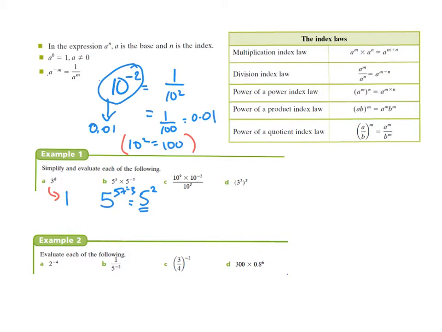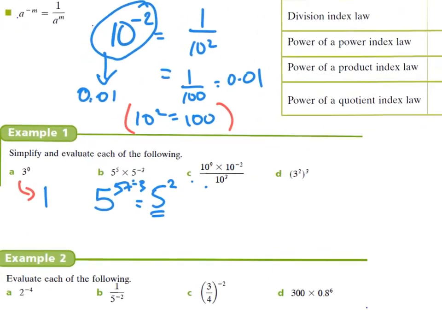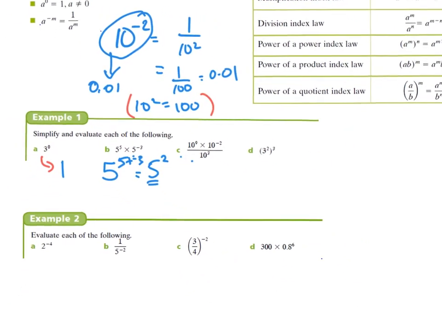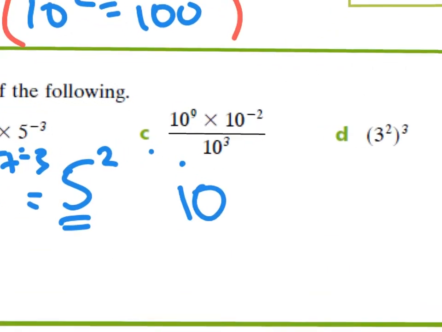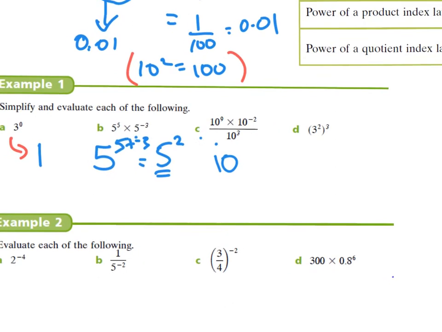Okay, part C, or example C, we have this term here, 10, I think that looks like 0. I'm actually going to just blow that up. Yep, 10 to the 0 multiplied by 10 to the negative 2 over 10 to the 3. So here we have a combination of multiplication and division going on with the base 10 number. So we simply can, let me just blow that up a little more. I think that's a 9.